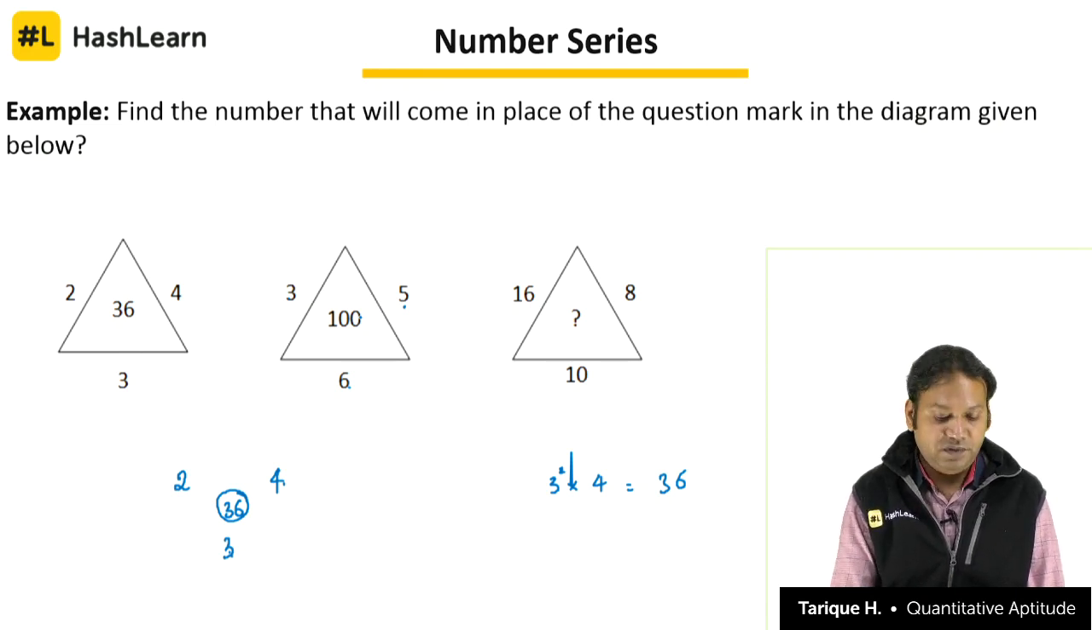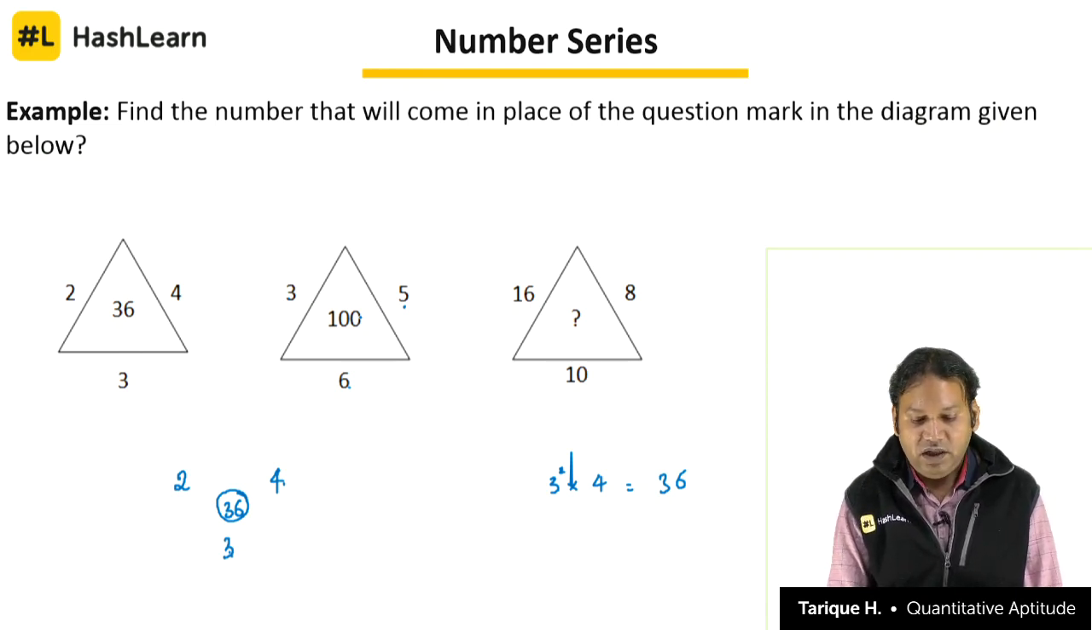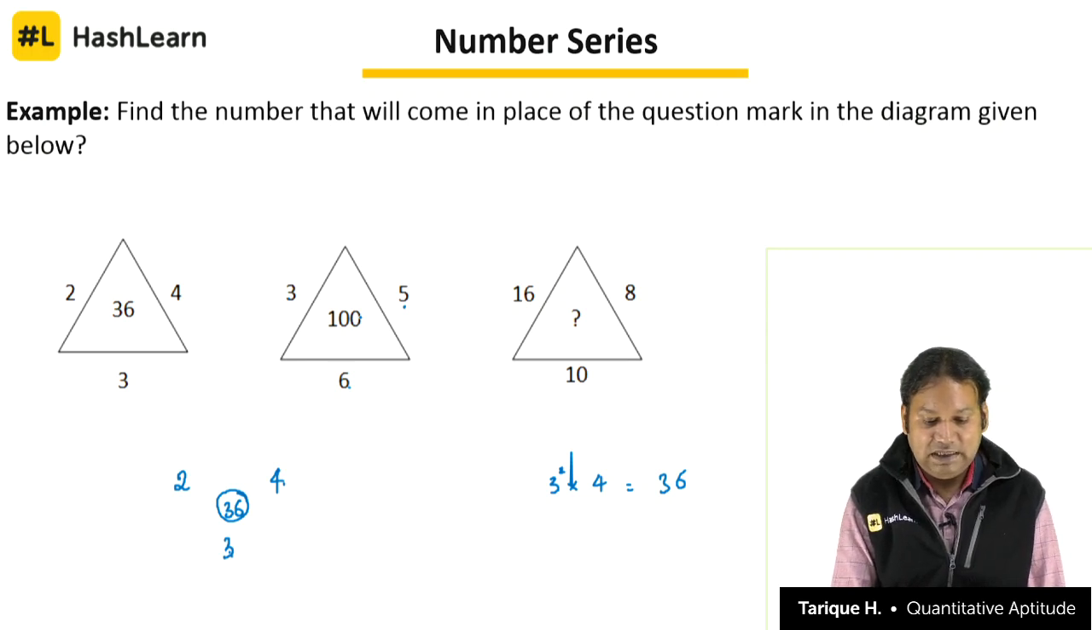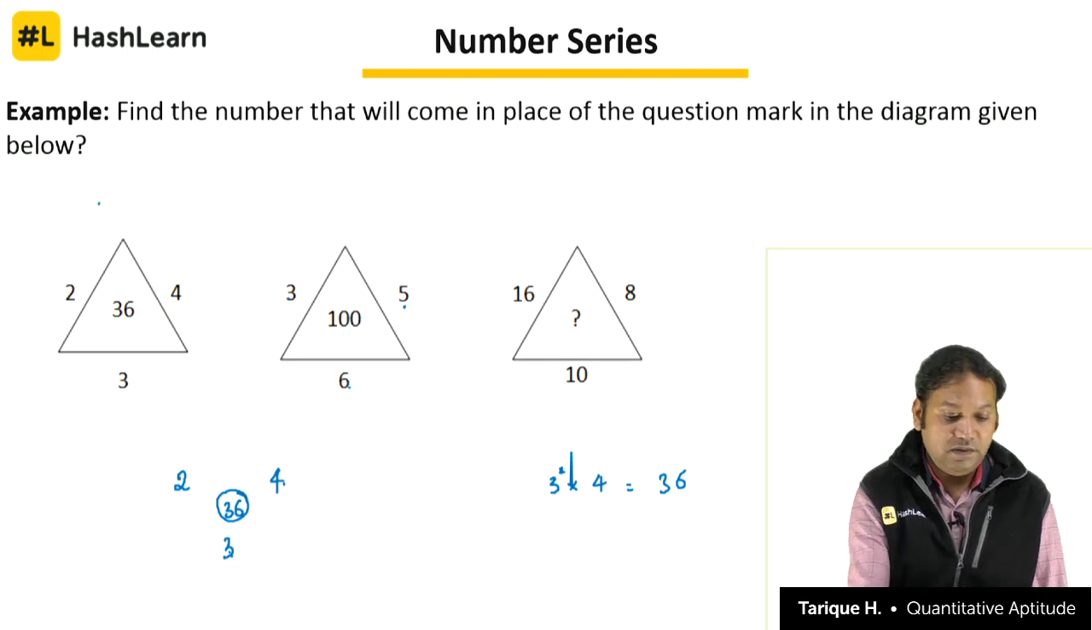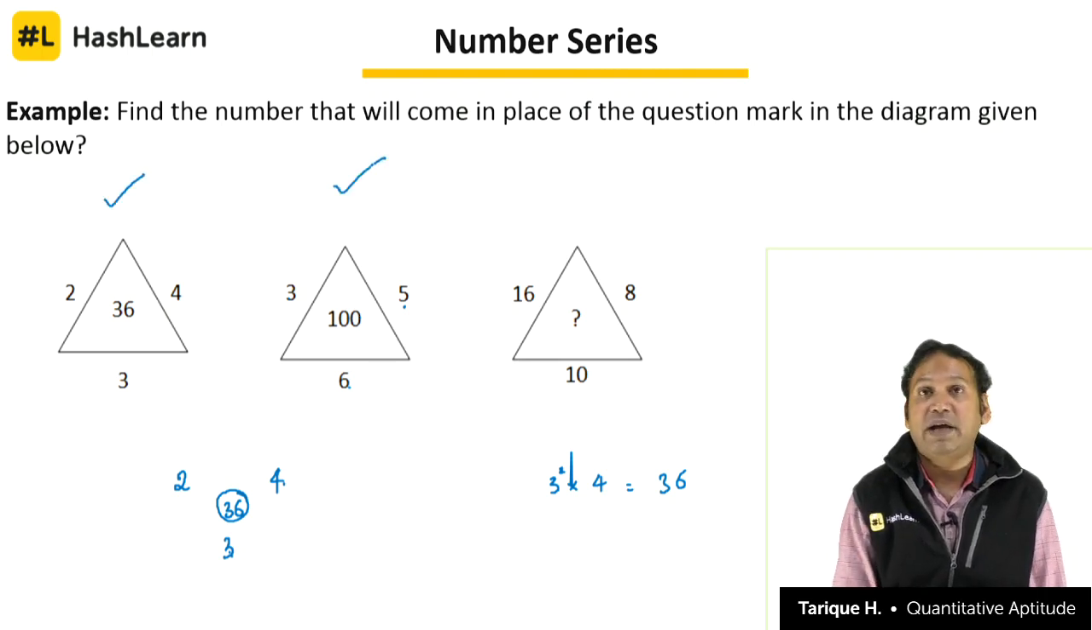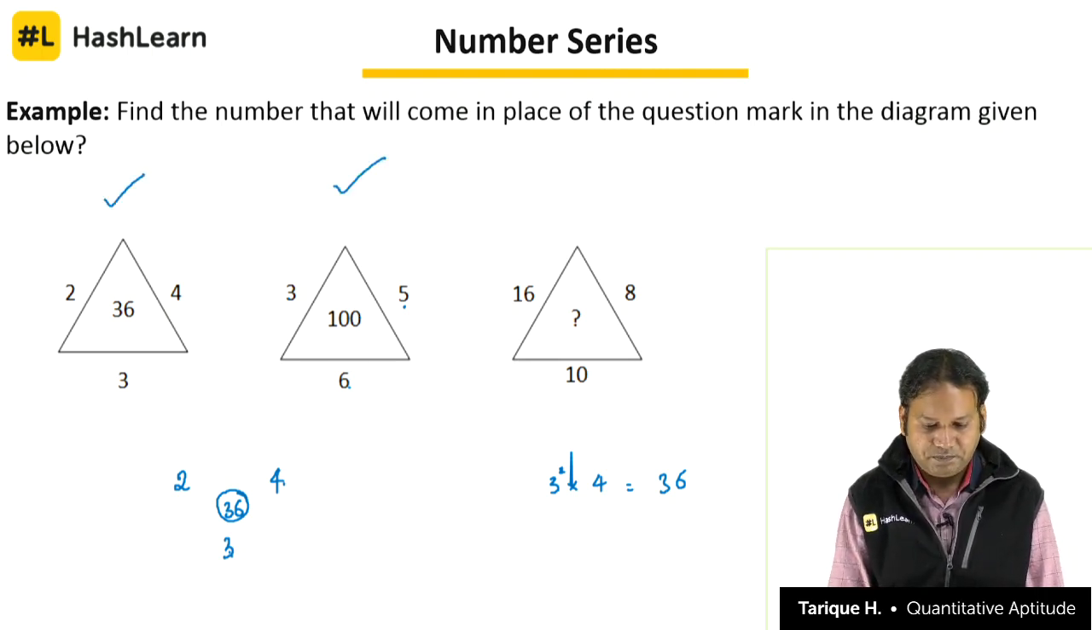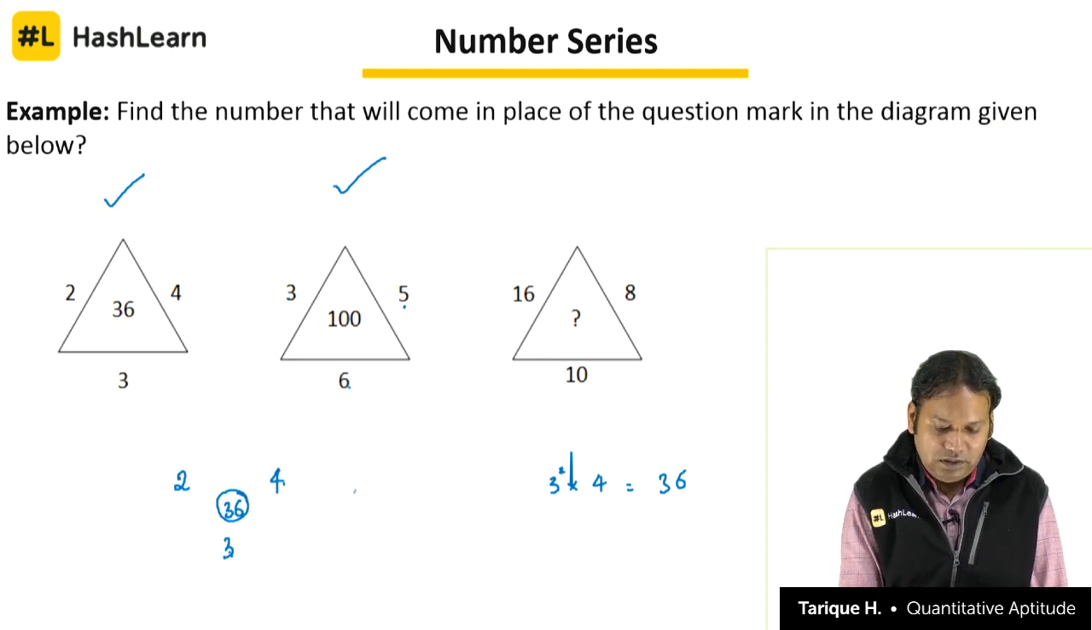3 into 2 is 6, 6 into 4 is 24, 24 plus 12, 6 into 3 is 18, 18 plus 5 is 90 plus 100, but that again does not look the same. The logic used in the first diagram and second diagram should be identical. Okay, this is something very different. So you see here what we are doing.